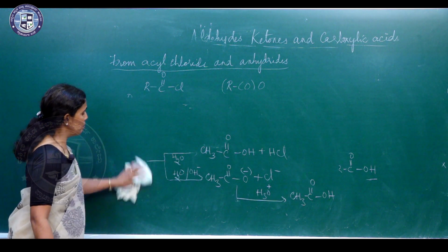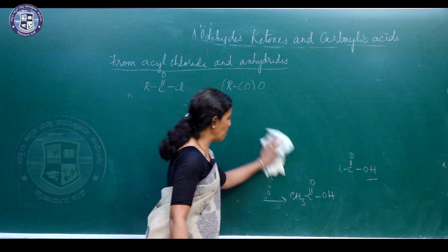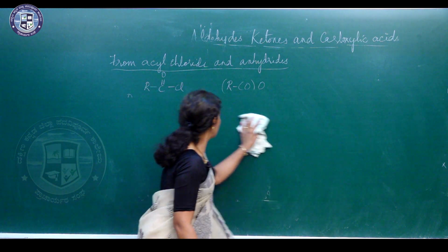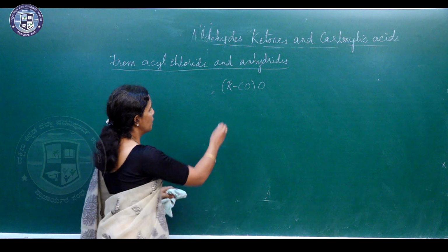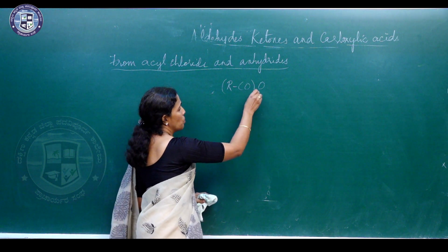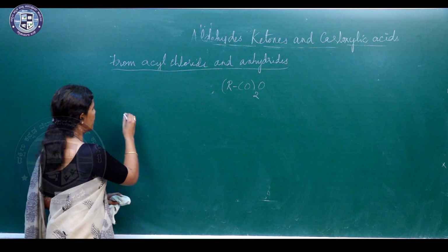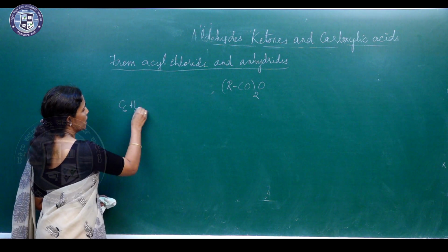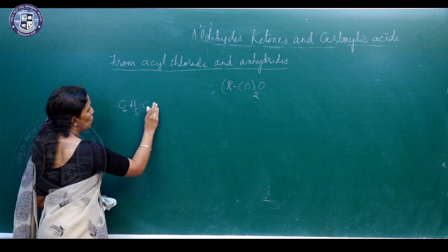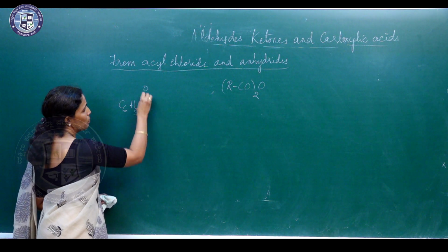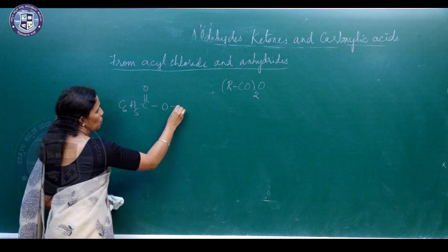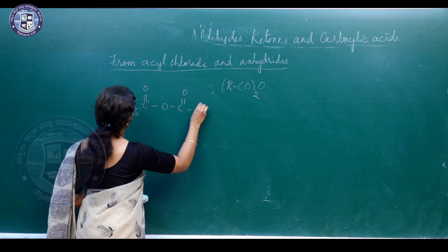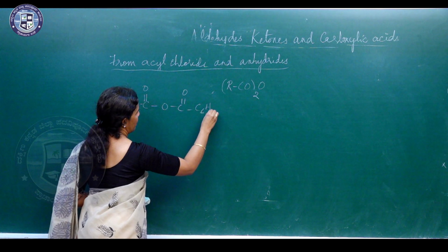So, next we will study the preparation from anhydrides. I have told you the general formula of anhydride is (RCO)2O. So, we will take benzoic anhydride. R is C6H5CO. This I will split and write C6H5C(=O)OC(=O)C6H5.